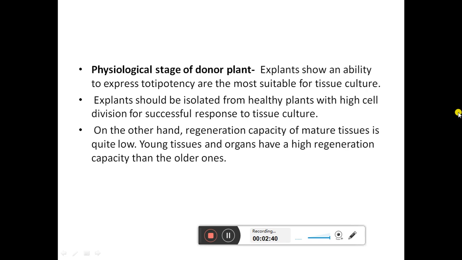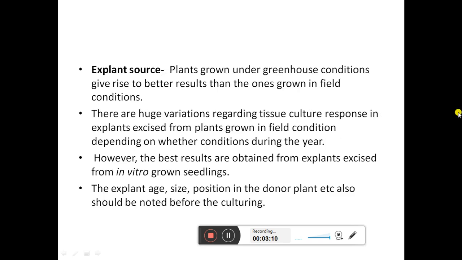The first is the physiological state of the donor plant. Explants that show an ability to express totipotency are the most suitable for tissue culture. Explants should be isolated from healthy plants with high cell division for successful response to tissue culture. On the other hand, regeneration capacity of mature tissues is quite low. Young tissues and organs have a higher regeneration capacity than older ones.